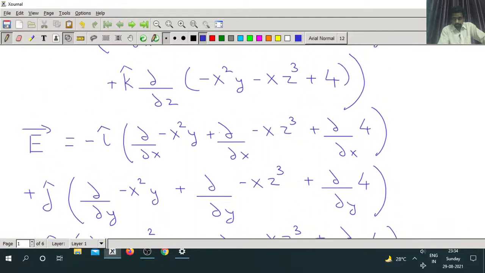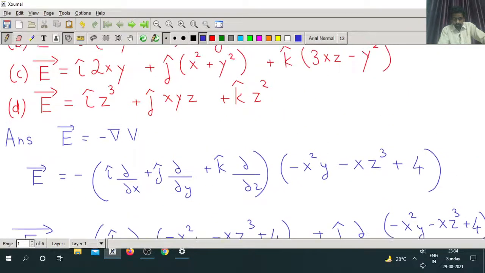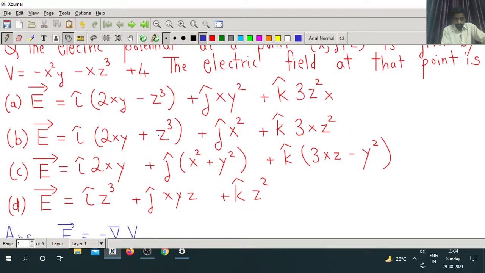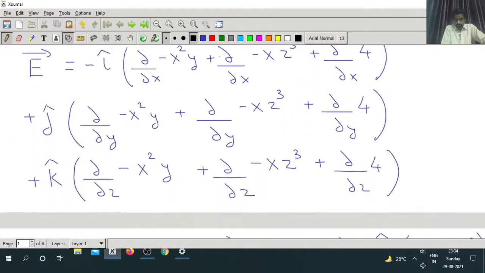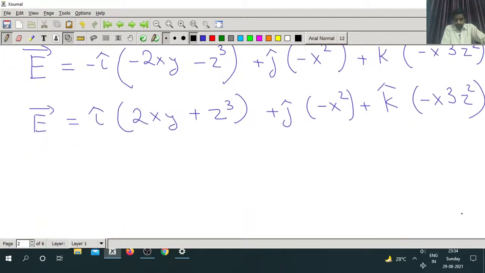2xy plus z cube, and plus j into x square, it should be plus j into x square.